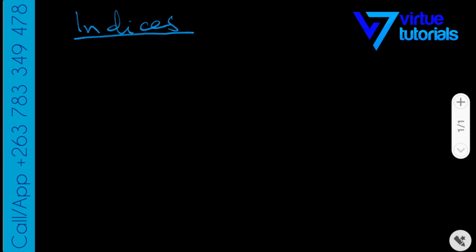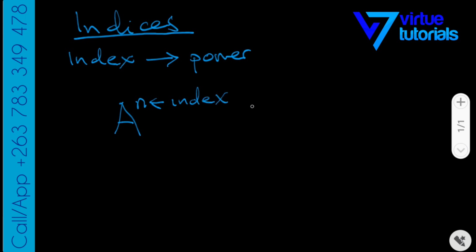That's the topic, right? So indices is the plural for the word index. So in singular, the word is index. What is an index? An index is simply what we commonly call a power, right? So if we have something like this, a raised to the power n, this thing here, that's the index, what we commonly call the power.